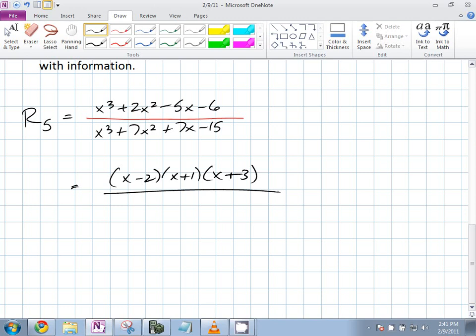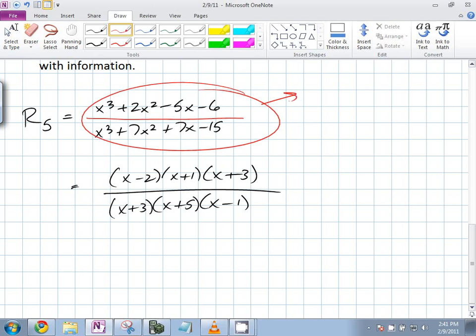Denominator. Who wants to factor it? Chamberlain, go. x plus 3, x minus 1, x plus 5. Awesome. What could we have figured out immediately from this? It has a horizontal asymptote.